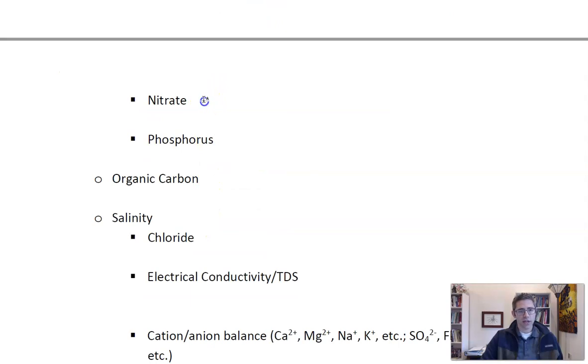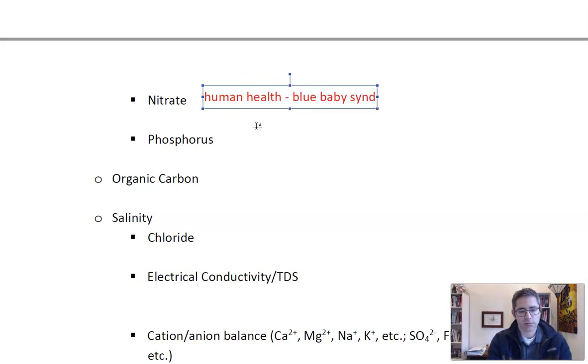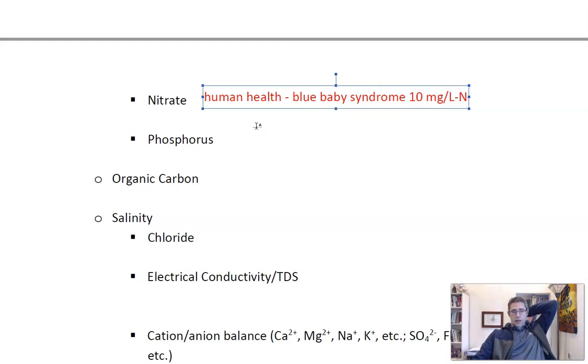The next one, also nitrogen containing, is nitrate itself. And we've already talked about nitrate, that it can be a human health issue, blue baby syndrome. And that's 10 milligrams per liter as N. That's the primary issue with nitrate itself.